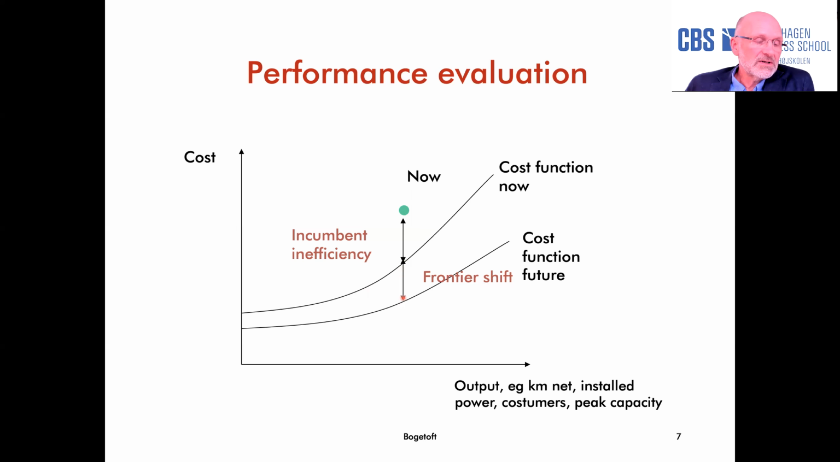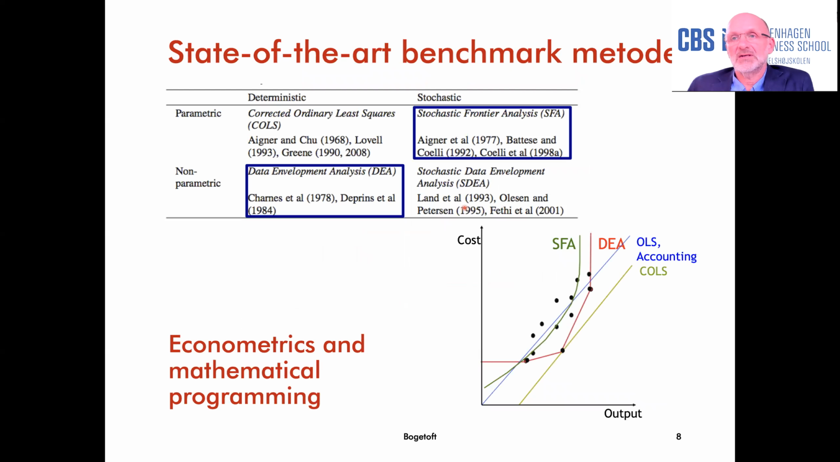How does the regulator do this? Well, first of all, he tries to get an idea about what this cost function looks like, and also an idea about how this cost function is moving. And the techniques he uses for that are the techniques that we have discussed in other presentations. So they are basically the state-of-the-art benchmarking methods. A lot of countries are using these methods, mainly data envelopment analysis or stochastic frontier analysis, this one being an econometric approach, and the other one, DEA, being a mathematical programming approach.